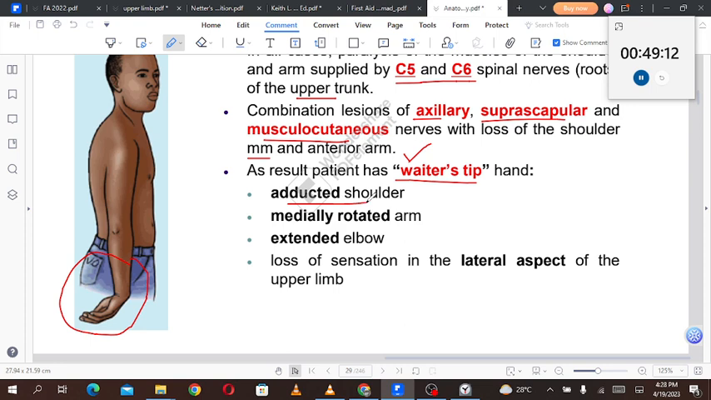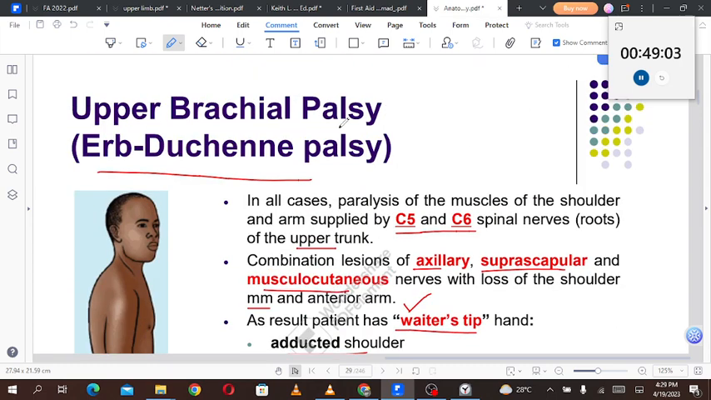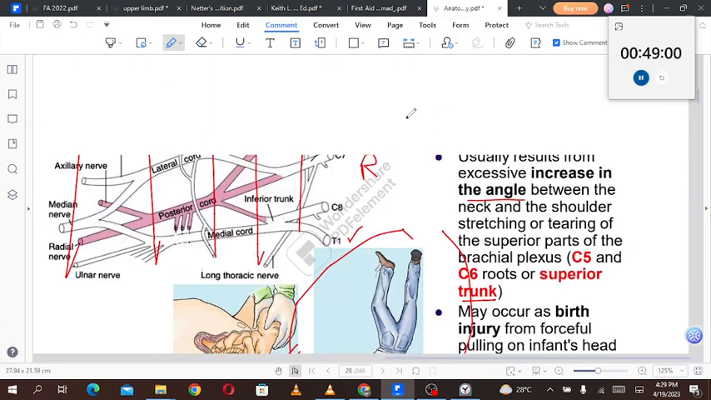There will be adducted shoulder, medially rotated arm and the extended elbow. The loss of sensation in the lateral aspect of the upper limb will also be there in the case of upper brachial palsy. So which nerves are being damaged?